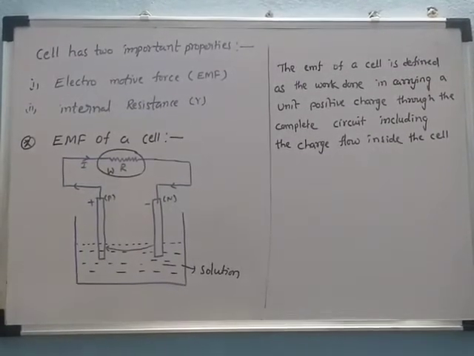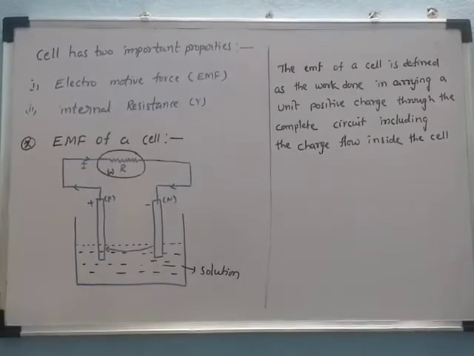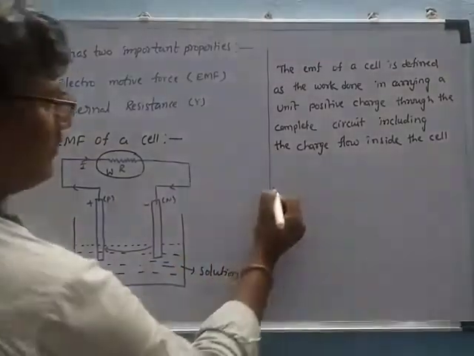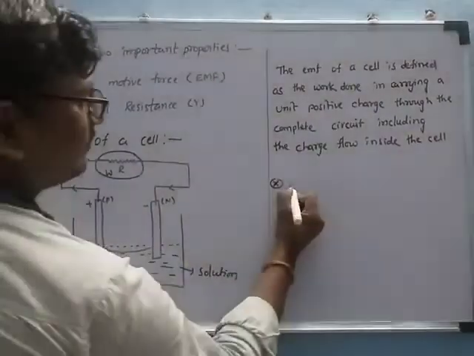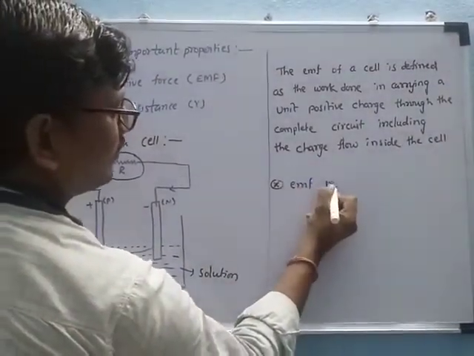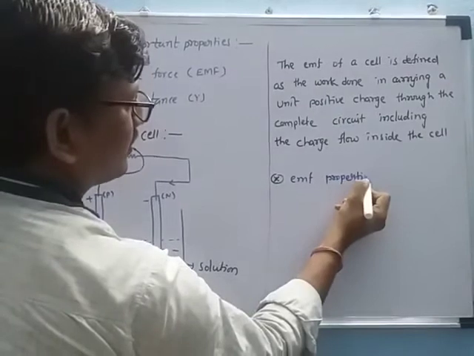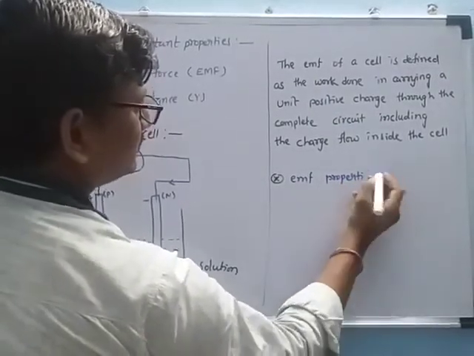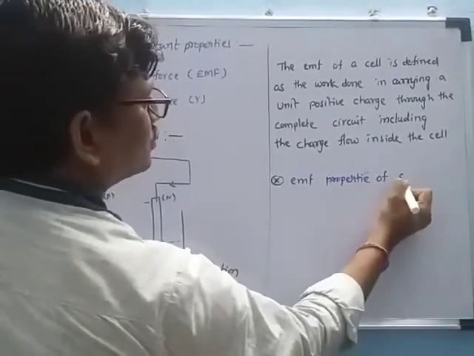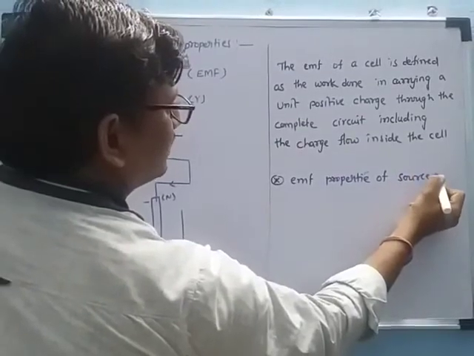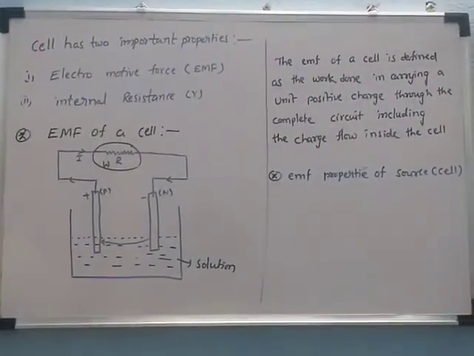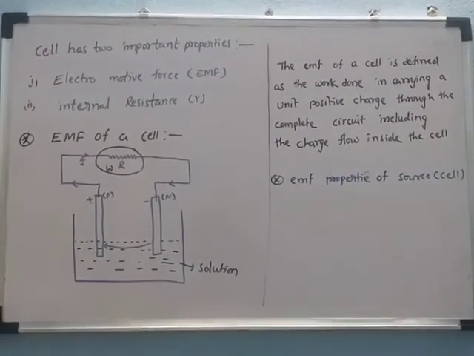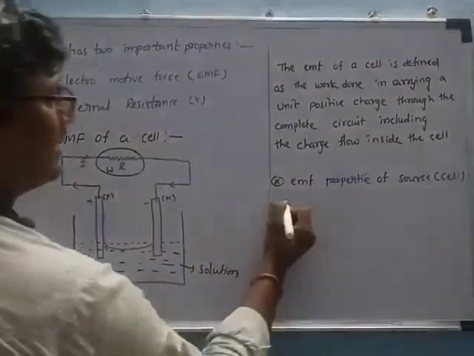Now this EMF is a property of the source. See, this is one of the important points. Source is nothing but the cell. The EMF is a property of the source of electric energy.